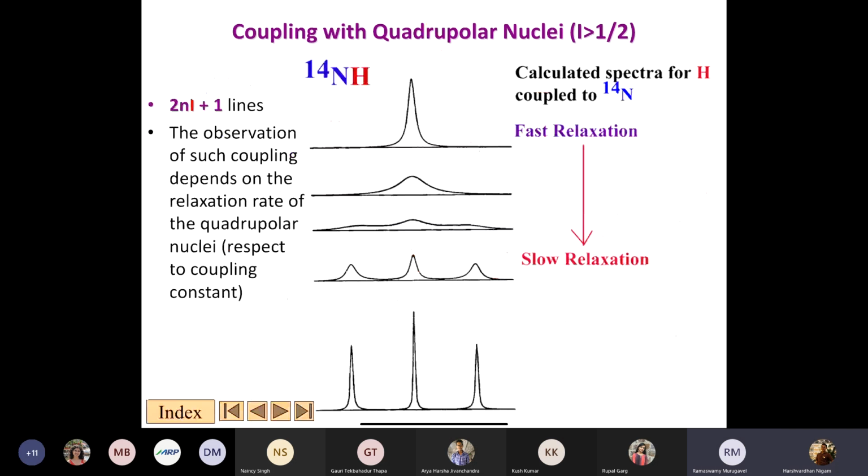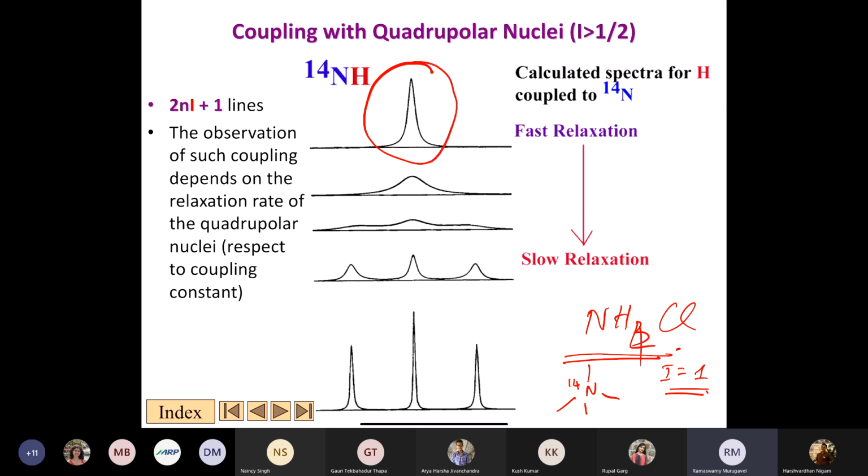So this is a famous example. What is the example? This molecule? Ammonia, right? If you take ammonium chloride, this ammonium, NH4, this is again a quadrupolar nucleus, 14 nitrogen. It's not 15 nitrogen. 14 nitrogen is quadrupolar, I is equal to 1. So this is how the spectrum looks like.